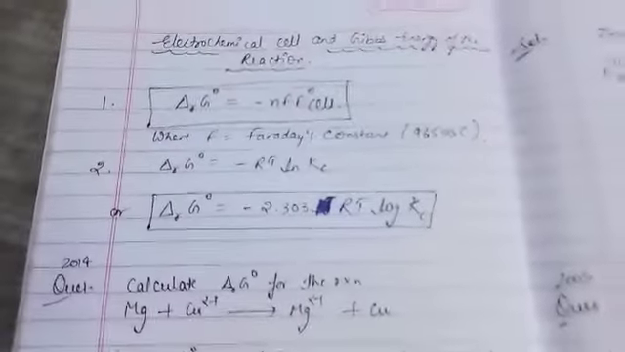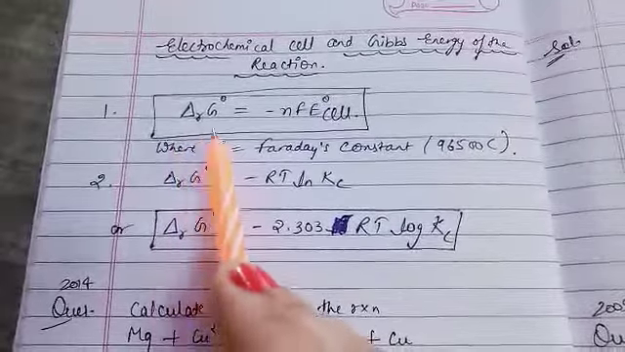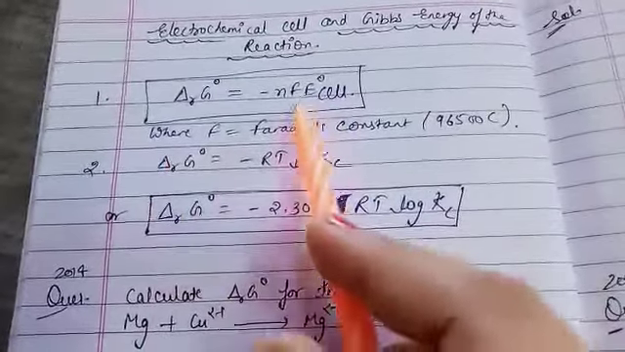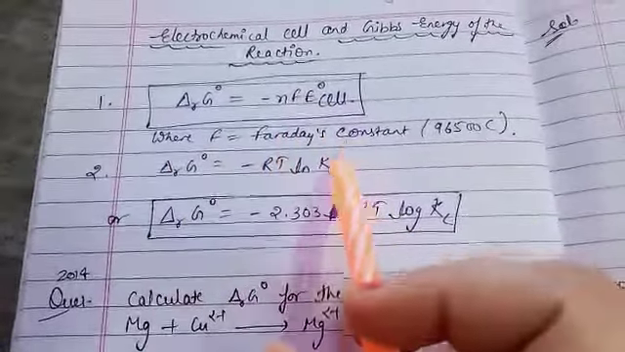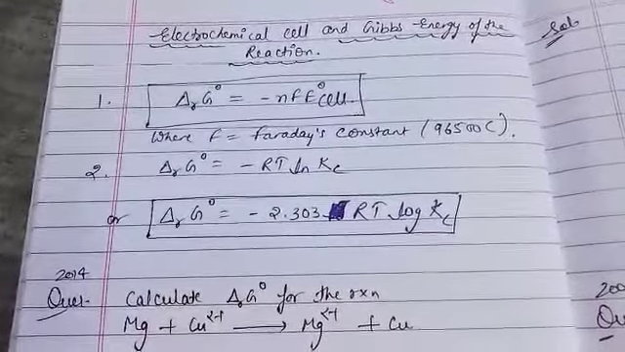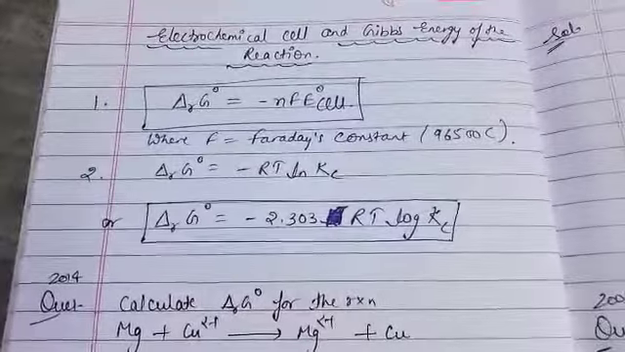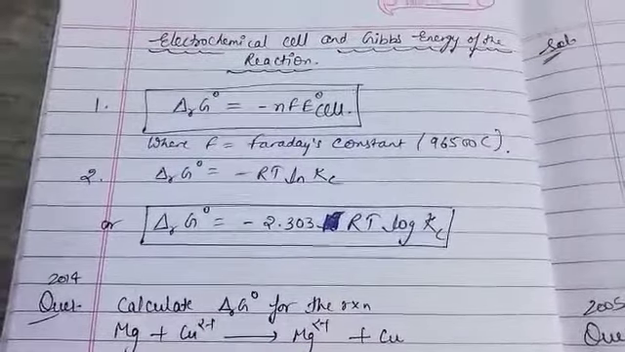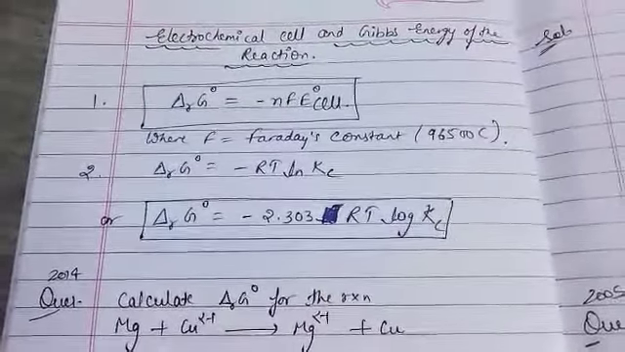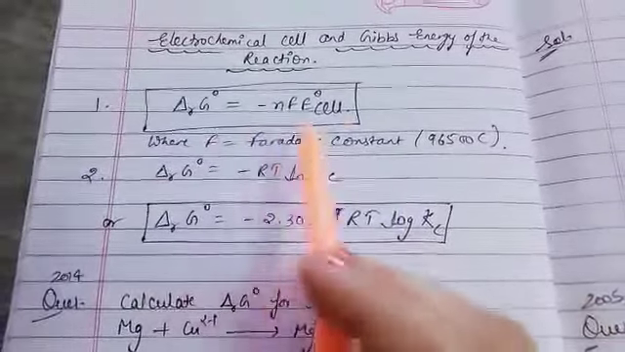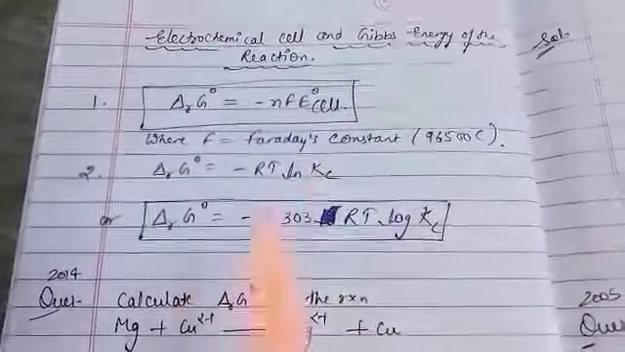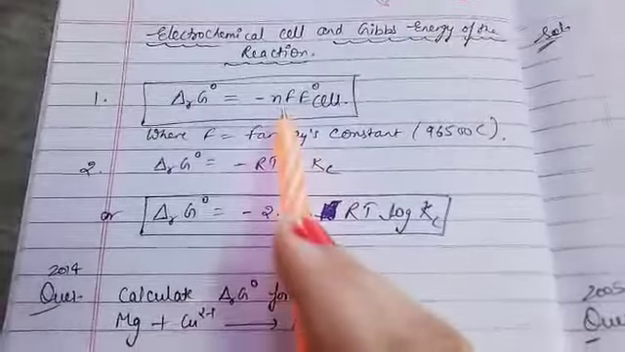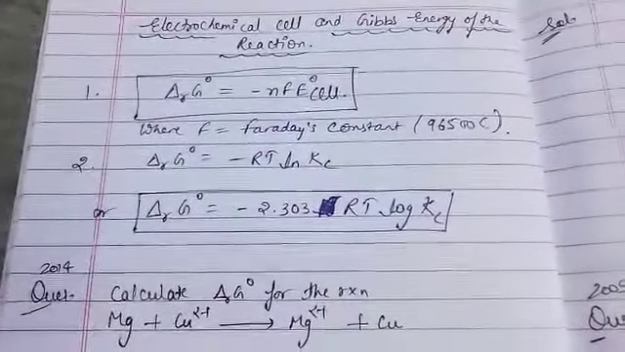More important, now just see, in this one first is delta rG naught is equal to minus nFE naught cell. Where this F is Faraday's constant, and Faraday's constant value is 96500 coulomb. This value you have to learn, because in the exam maybe it's given or maybe it's not given, so you have to learn this value. Now this one is one formula. E naught cell, either it's given to you directly or otherwise you have to calculate by simply E cathode minus E anode, and this n is the number of electrons transferred.